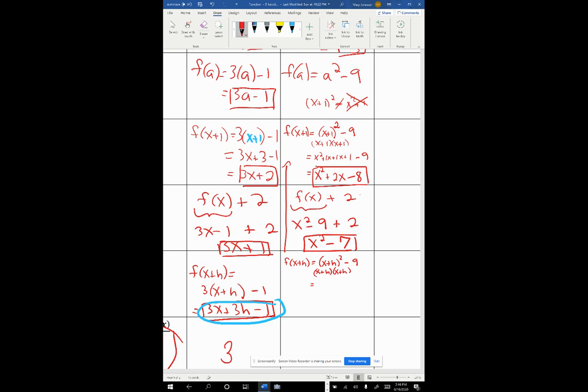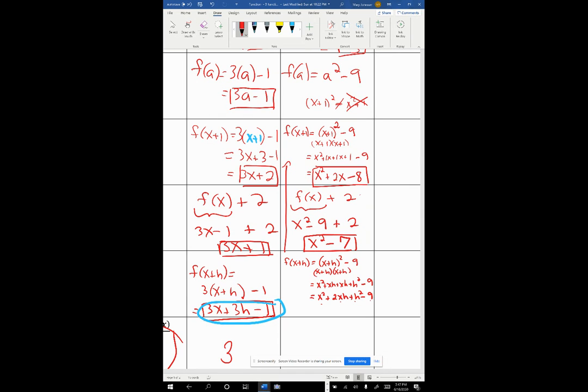And so you're going to come in and do x squared plus xh plus another xh plus h squared, and then take away 9. So that's x squared, and then you got 2xh plus h squared, and then take away 9. And then none of those are like terms, so that would be as good as it gets.